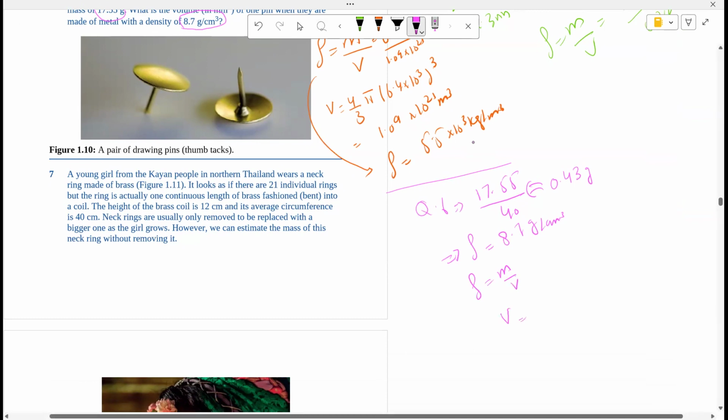To rearrange the formula, we'll have mass over density. So, what is the mass of one pin? It's 0.43, which we found out by dividing by 40. And what is the density of one pin? It's 8.7. So the volume will come out to be 0.05 centimeter cube.